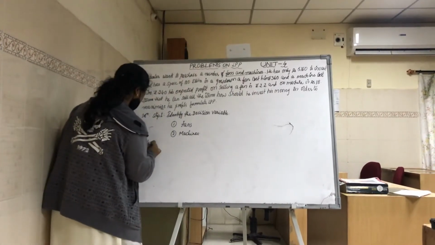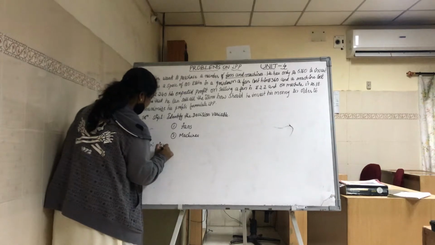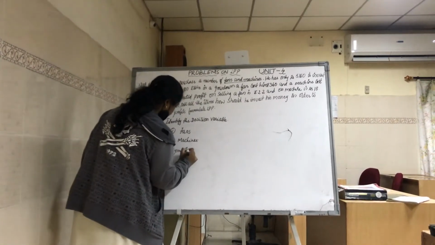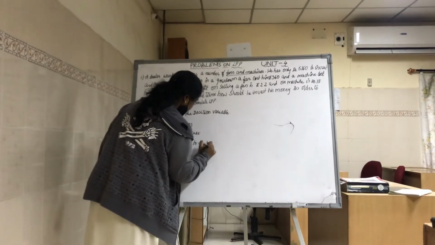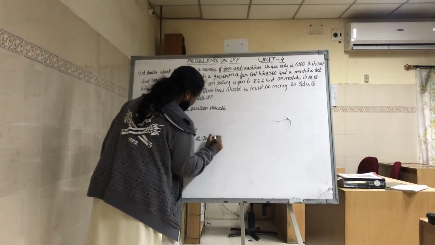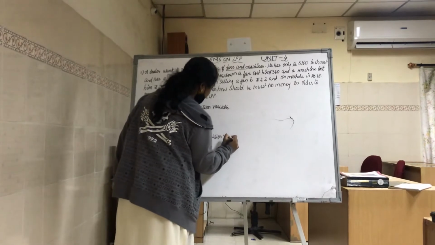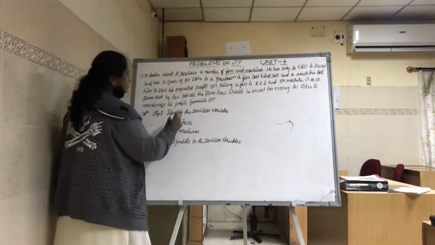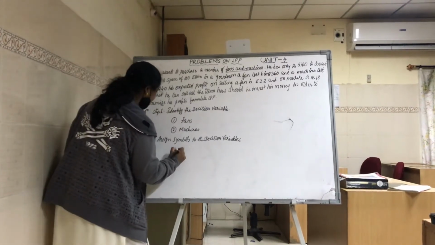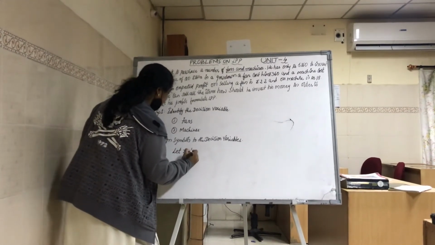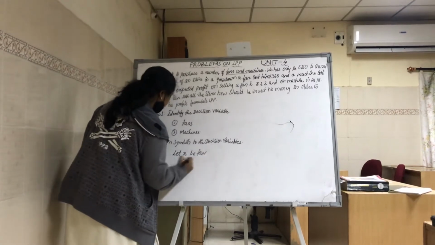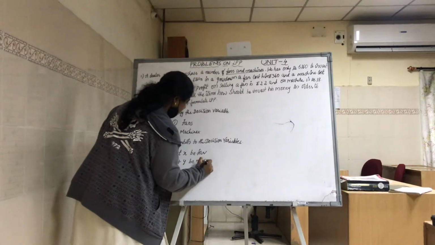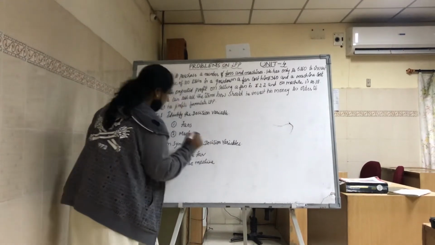Step 2. Assign symbols to the decision variable. Okay, so the symbols we are assigning: let X be fan and let Y be machine. Okay, this is your step 2.